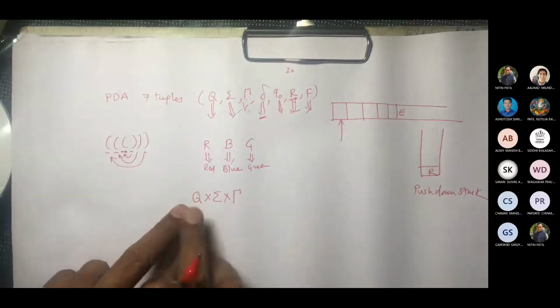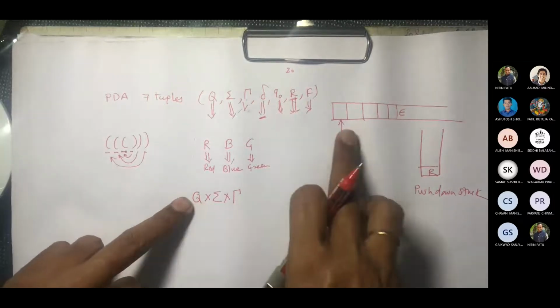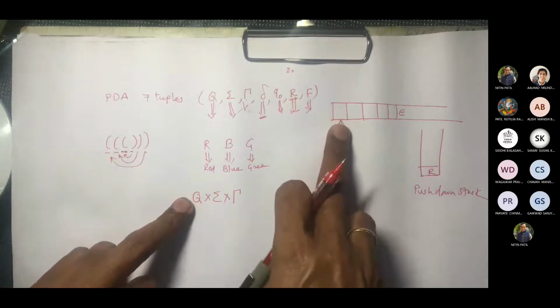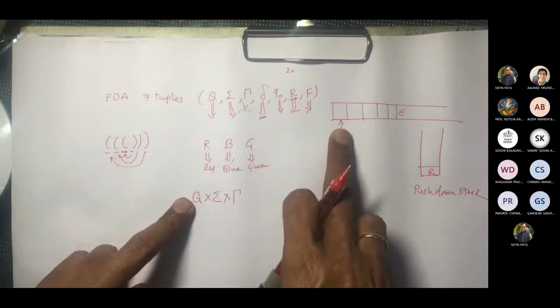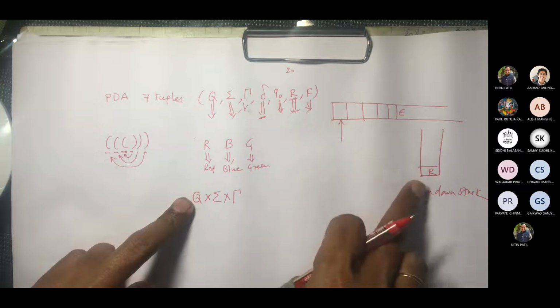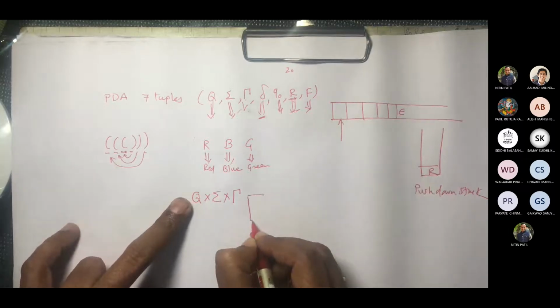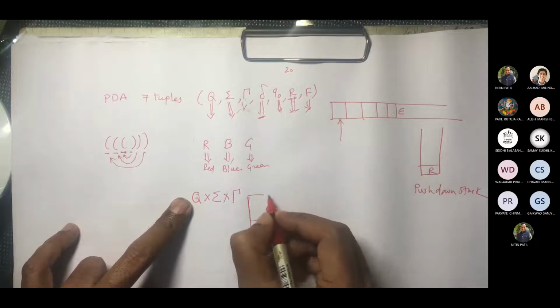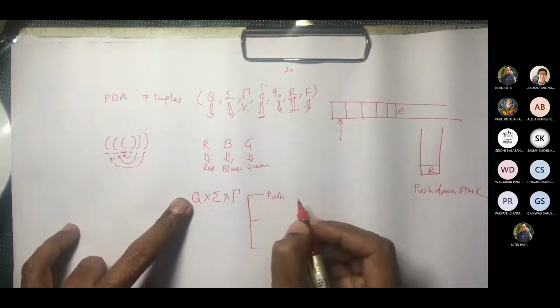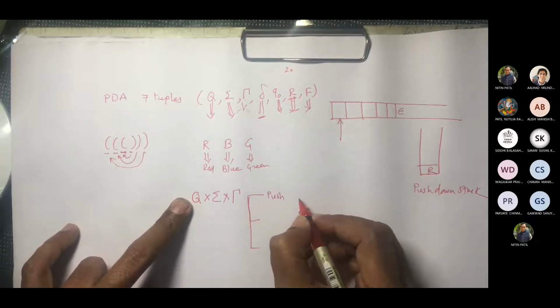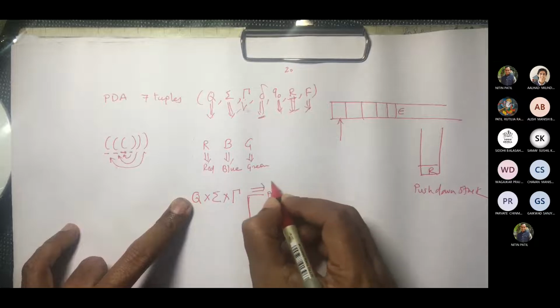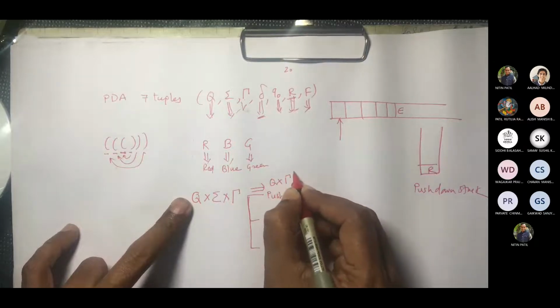Whenever we see the state, we see what is there on the tape under the read head. So this is a read head, and at the same time we are going to see the stack content. So this will lead to three operations, and I'm defining those three operations. First operation is push.